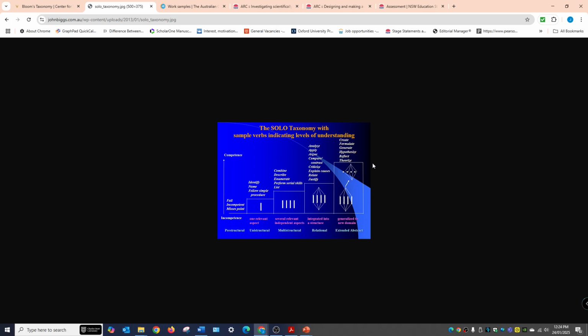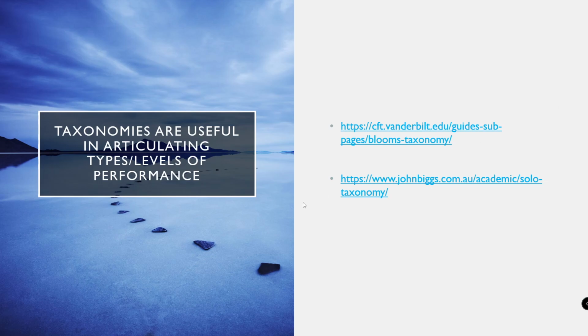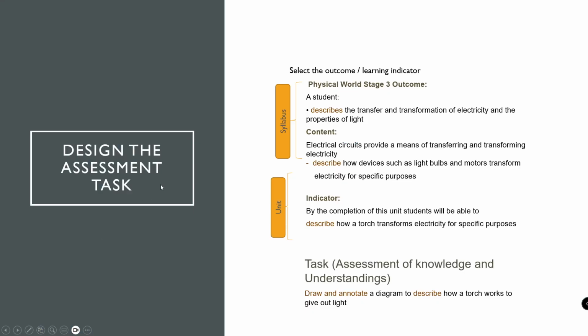We get to extended abstract, where they take that relational understanding and apply it to an abstract idea. So what would happen if we changed the tilt of the Earth's axis? What would this do to our experience of the seasons and heat? That idea of going beyond: create, formulate, generate. So I like the SOLO taxonomy quite a lot. I think it's fairly clear, and I think it complements Bloom's taxonomy quite nicely. So that's just something to sink your teeth into potentially.